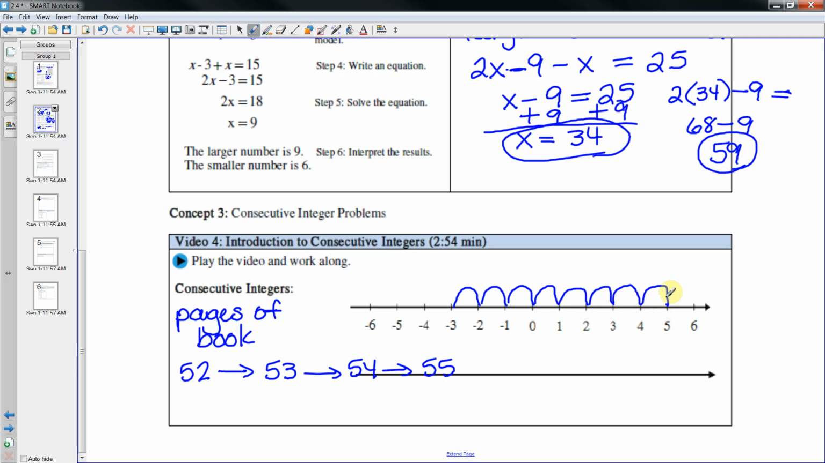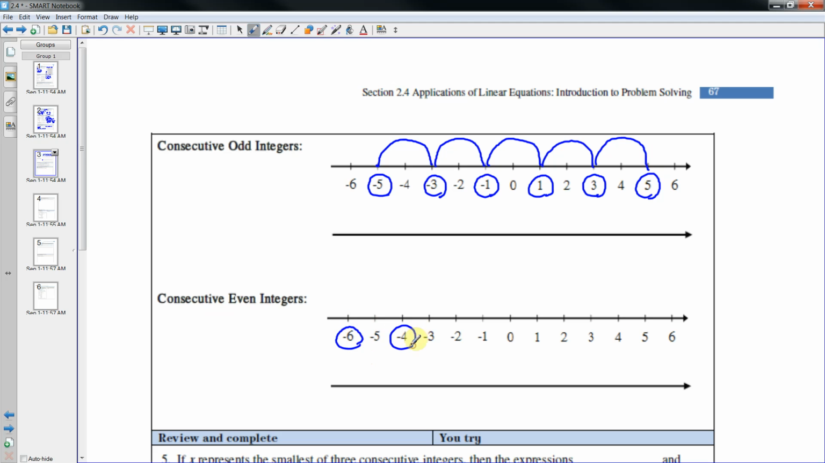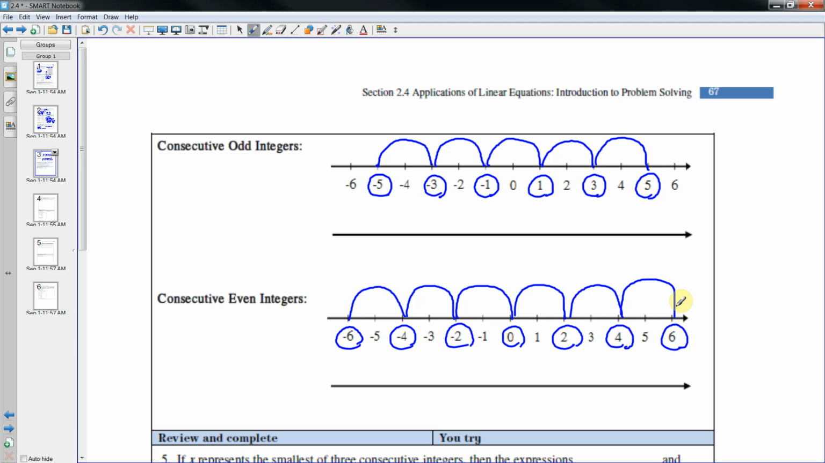Okay? So what if we ask about consecutive odd integers? Okay, well, I'm going to circle the odd integers. Negative 5, negative 3, negative 1, 1, 3, 5. How many hops away are the odd integers? Notice they are 2 hops away. So we're going to have to keep that in mind. Consecutive even integers. I'm going to circle the even integers. Evens. 0 counts as an even. How many hops away are the evens? Well, they are also 2 hops. So these are 2 hops.